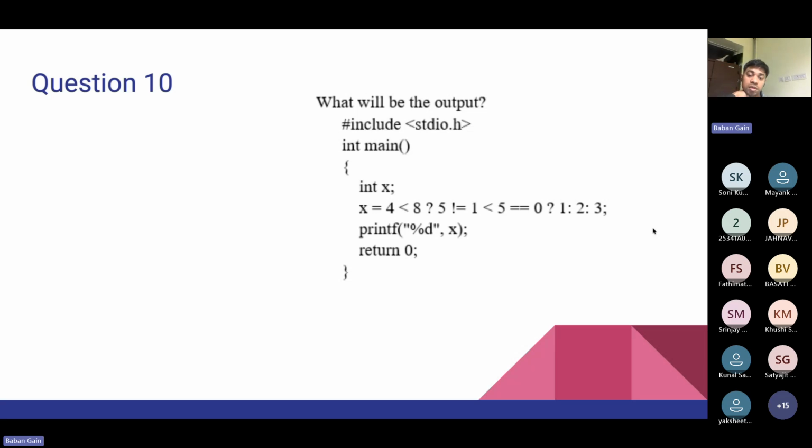So actually what will happen is that less than operations have higher preference compared to equal to or not equal to. The rest of the operations will be left to right. So take your time. Please try to solve the question on your own. I'll obviously give the answer step by step.